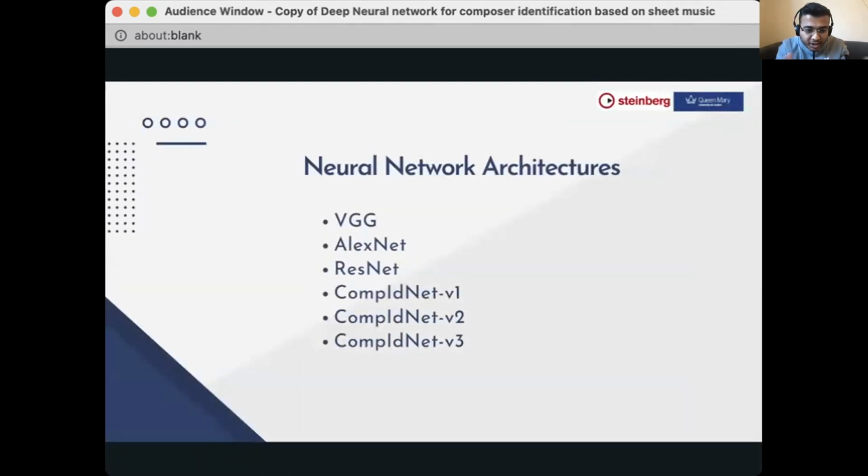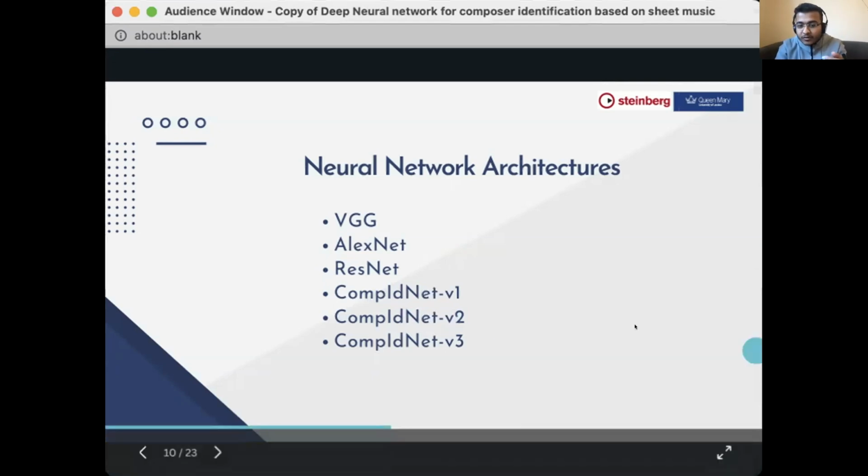As part of our initial experiments, we used some model architectures that are commonly employed in the field of computer vision in deep learning, such as AlexNet, VGG, ResNet. However, the results were not satisfactory. So we switched to other experiments and came up with a new model, and we named it CompIdNet. Its full form is Composer Identification Network. And this was inspired by the GoogleNet architecture.